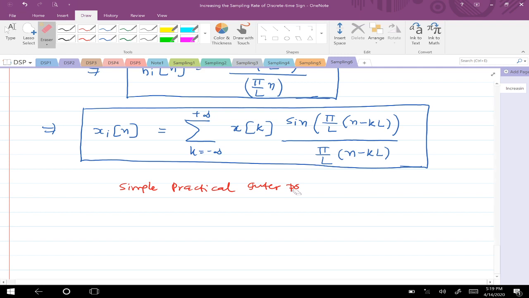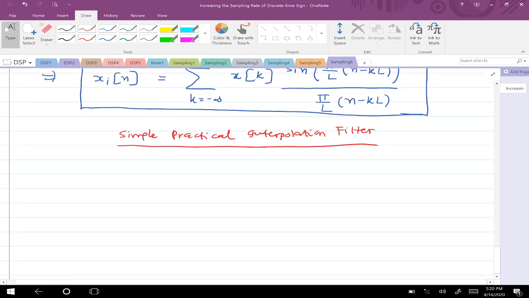Simple practical interpolation filter. Let's see one simple linear filter that is good enough for most of the purposes.